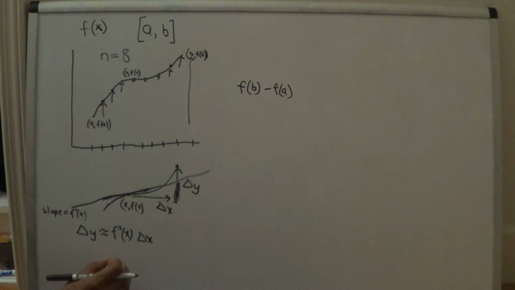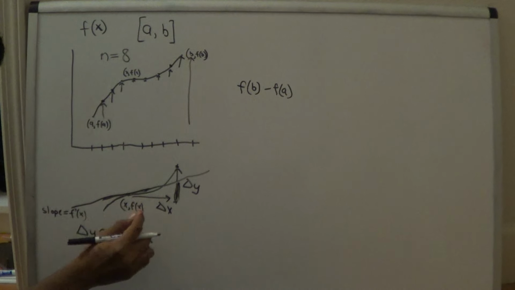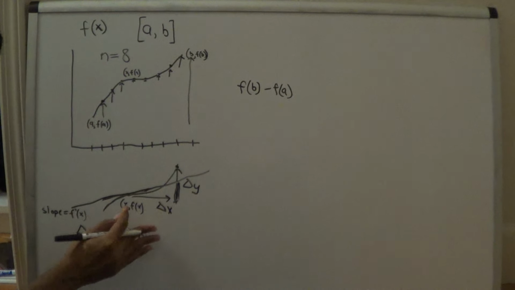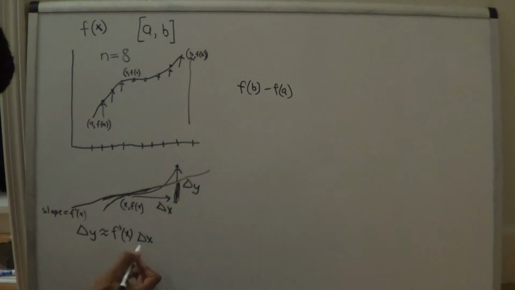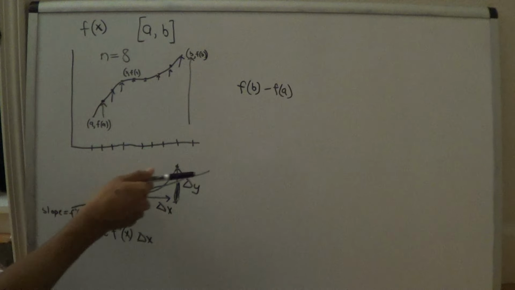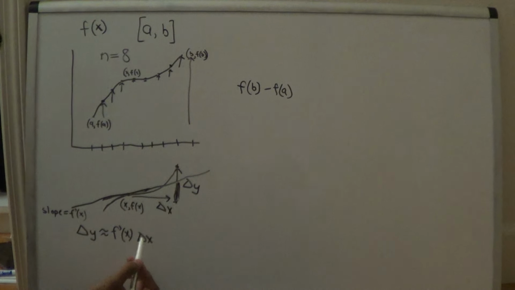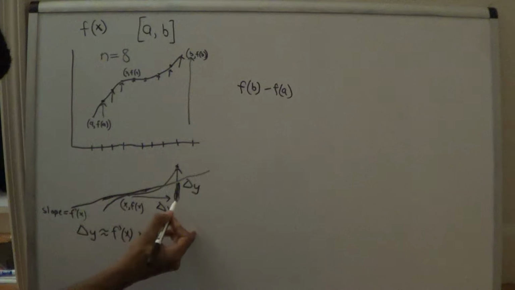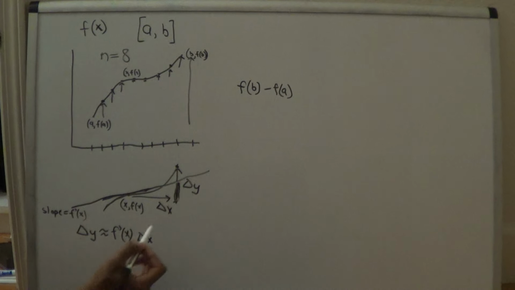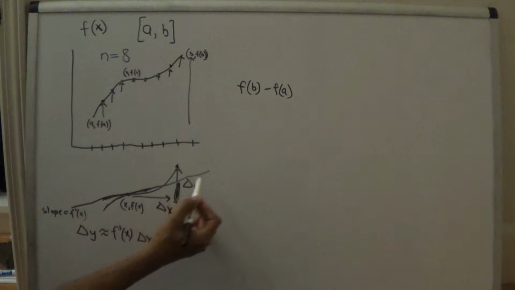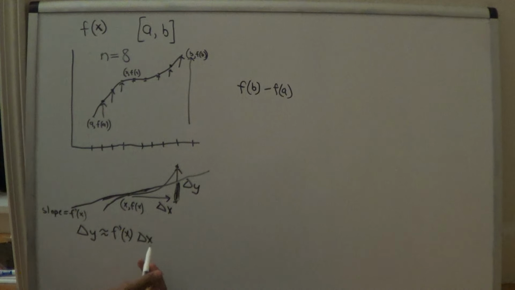Let's look at this again more closely. The slope of this line is f prime of x. So if we go across delta x, then the line would go up f prime of x times delta x, because f prime of x is the slope. This line doesn't go through this point, but it comes really close, and we can say that delta y, this vertical change, is approximately equal to the increase that the line went, f prime of x times delta x. I hope that made sense.